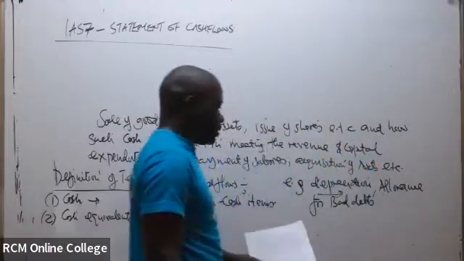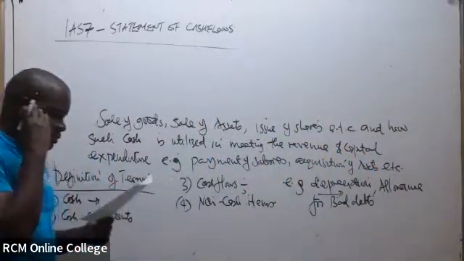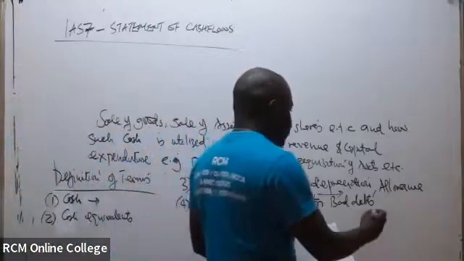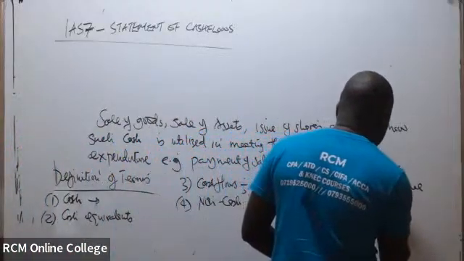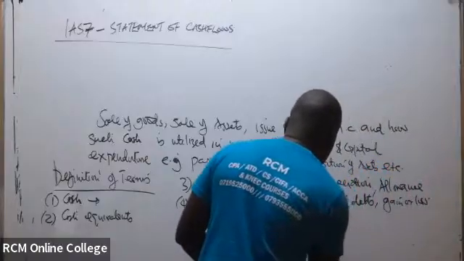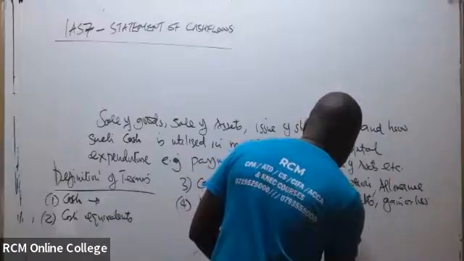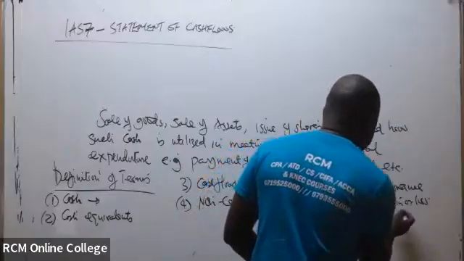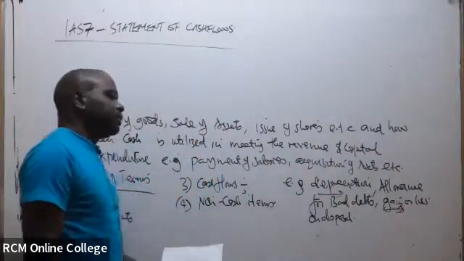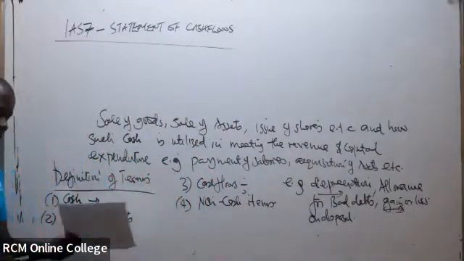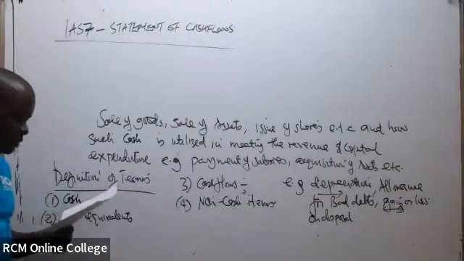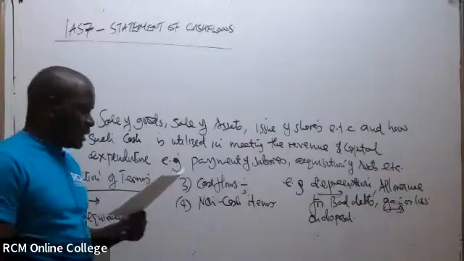Another is gain or loss on disposal. For example, with a gain, you end up having to recognize it as an income. And the loss, you end up having to recognize it as what? As an expense. So that's what will happen with those ones. We call them non-cash items.